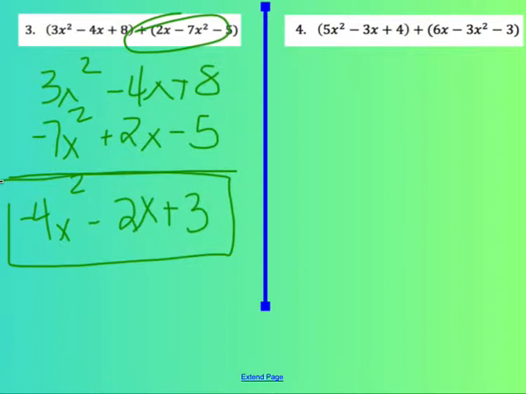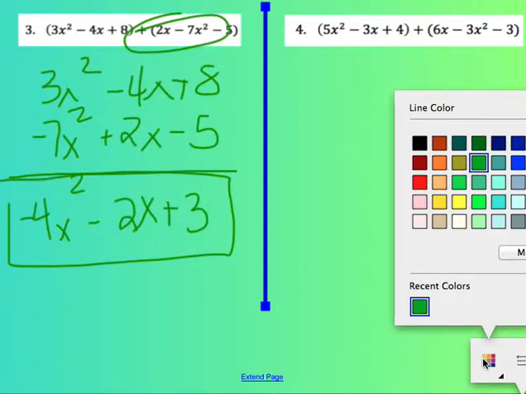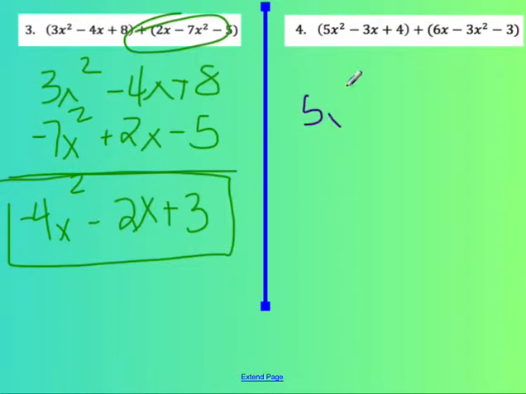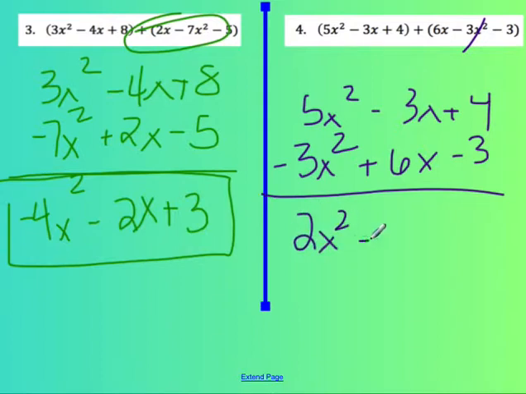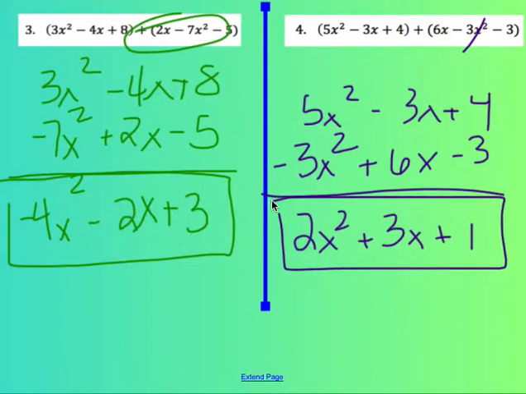Let's do the same thing with number 4. We're going to add it. We're going to create our columns. So I have 5x squared minus 3x plus 4. So I'm going to put negative 3x squared under the x squared column. 6x is going to go under the x column, and negative 3 is going to go under the constant column. So 5x squared minus 3x squared is going to give me 2x squared. 6x minus 3x is going to give me 3x, and 4 minus 3 is going to give me 1. So once you've added down the columns, that's your final answer.